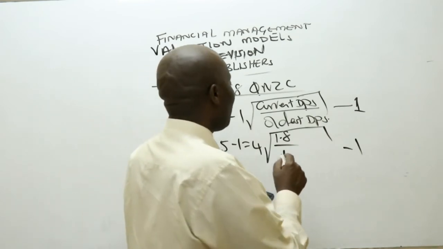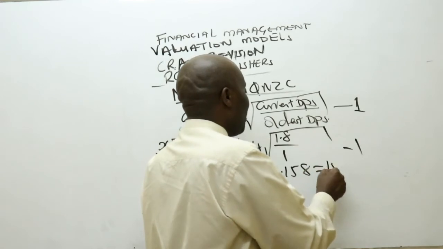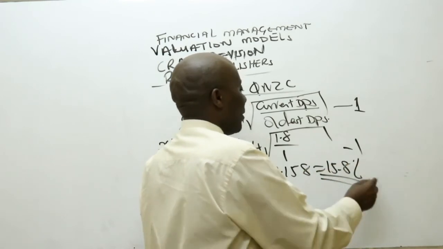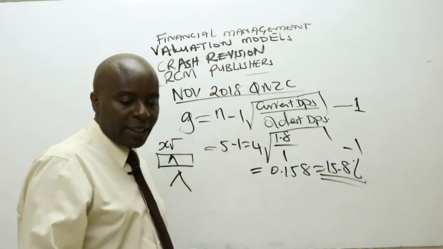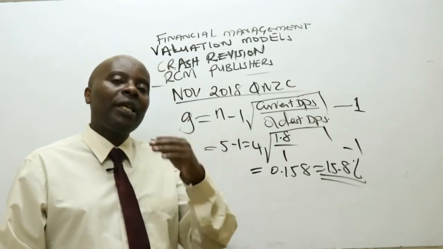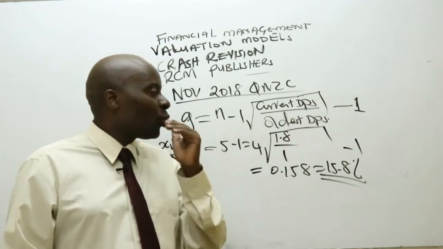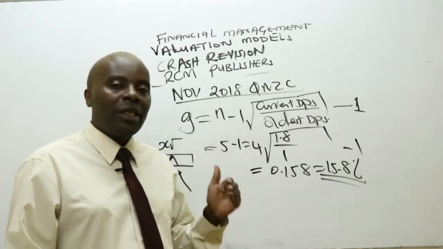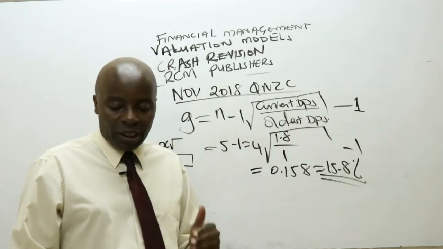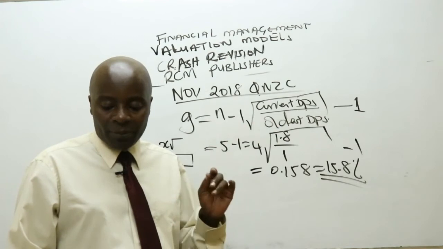So then I'm getting finally the growth rate to be 0.158, which is the same as 15.8 percent. 15.8% is the growth rate. I'm repeating again. Whenever an examiner gives you many dividends, ladies and gentlemen, they expect you to calculate the growth rate. So that I've been able to do, and I've done it pretty well.